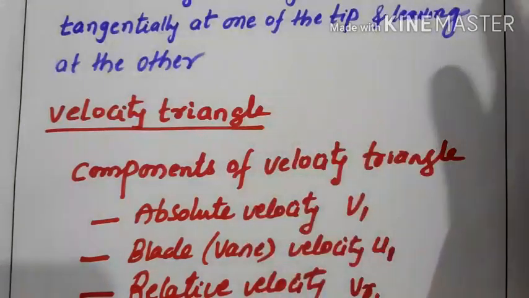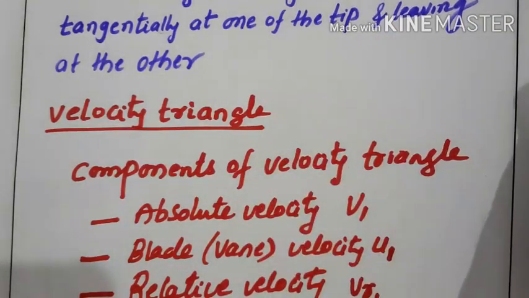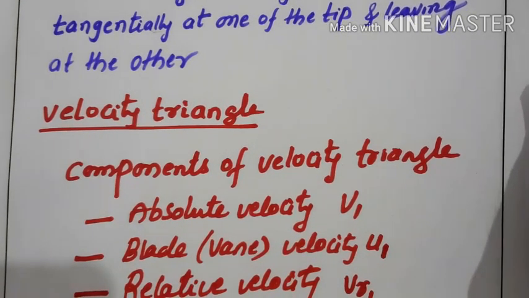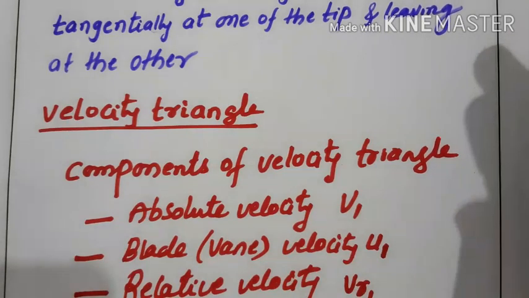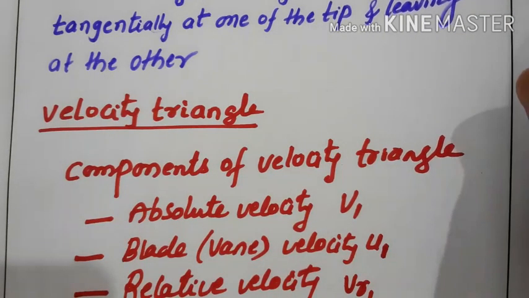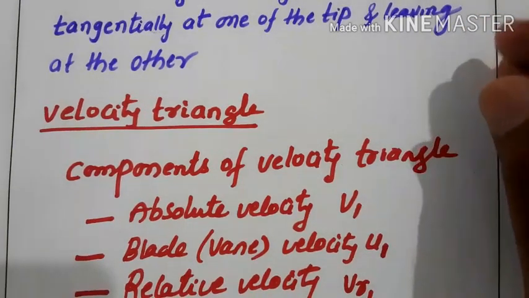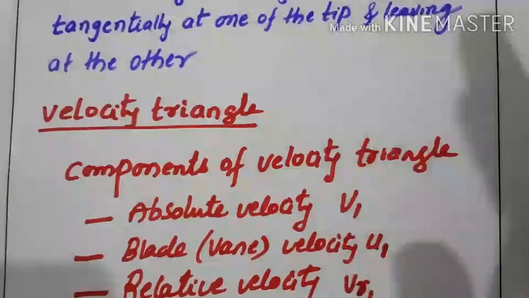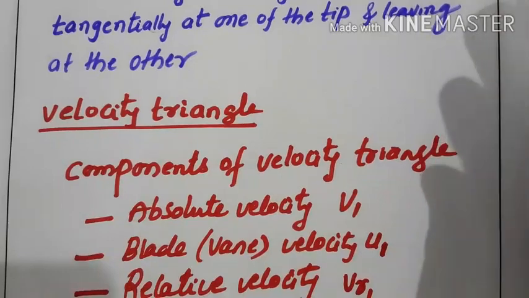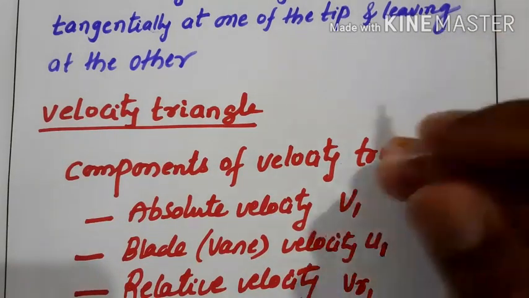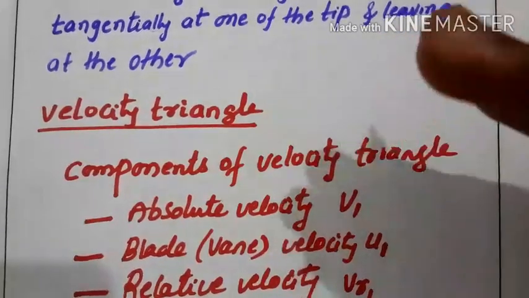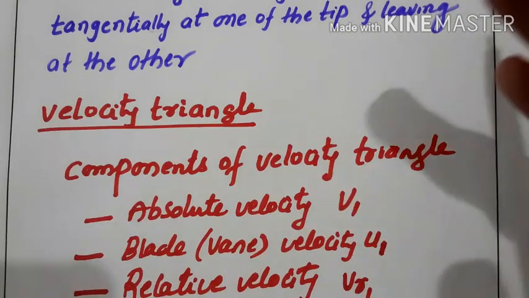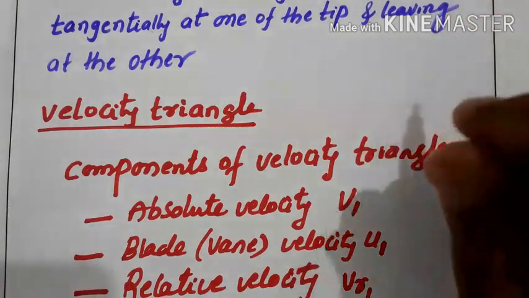This velocity triangle concept can be used mainly in turbo machines. So what are turbo machines? A turbo machine is a machine that transfers energy between a rotor and a fluid, and it includes both turbines as well as compressors. While turbines transfer energy from fluid to a rotor, a compressor transfers energy from rotor to a fluid.